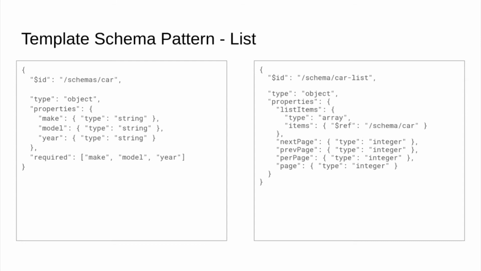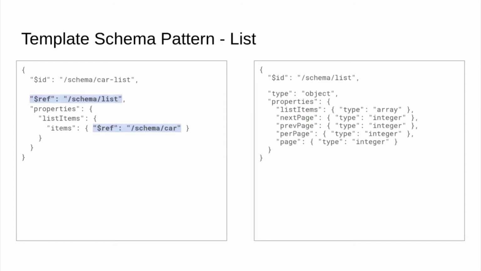Here we have a car schema and a car list schema. To reduce this duplication, we can create a generic list schema that any schema can extend. This allows us to make changes to the list schema in one place and have those changes reflected anywhere we have a list of things. But there's still one thing we can't change easily. The car list schema is coupled to the list items property of the list schema. If the name of that property changes, we would have to update every schema that extends the list schema.